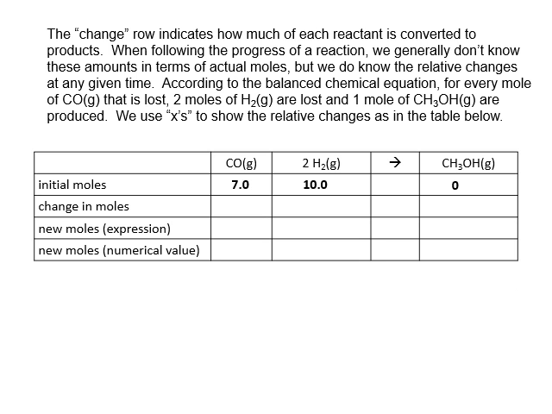The change row indicates how much of each reactant is converted to products. When following the progress of a reaction, we generally don't know these amounts in terms of actual moles, but we do know the relative changes at any given time. According to the balanced chemical equation, for every mole of carbon monoxide gas that is lost, 2 moles of hydrogen gas are lost, and 1 mole of methanol gas is produced. We use x's to show the relative changes as in the table below.